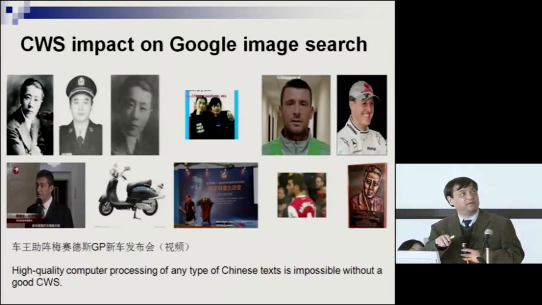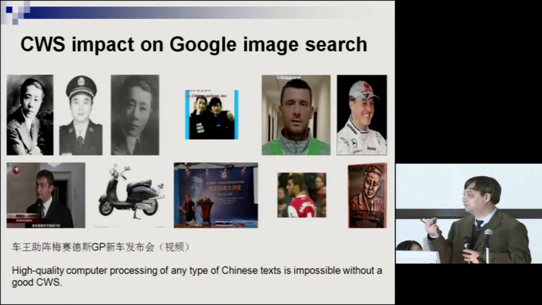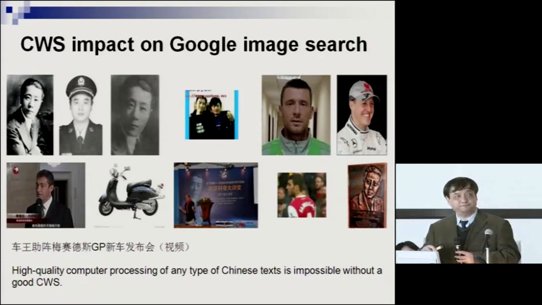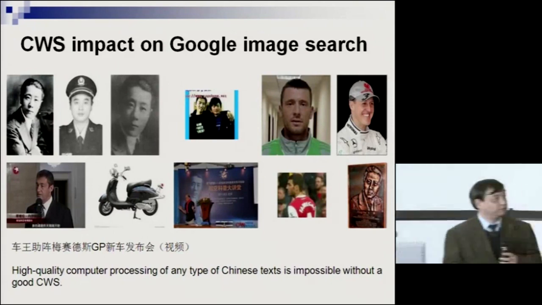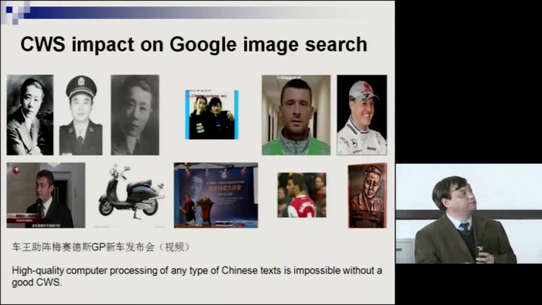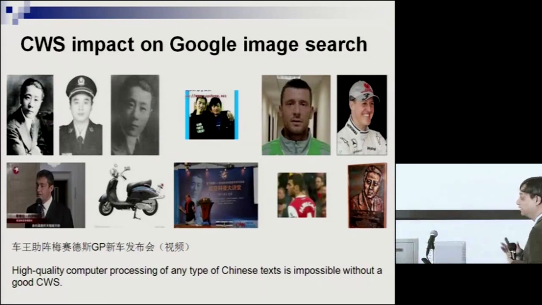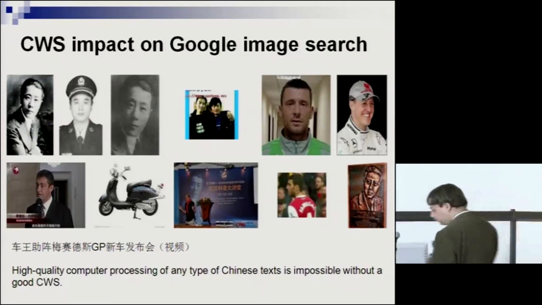Also, word segmentation can have some impact on Google image search, because Google image search is based on the surrounding text of the images, so any wrong word segmentation can affect the Google image search result. For example, this one is a tool, but this one, you can see, is written with car, the king of cars, something like this.